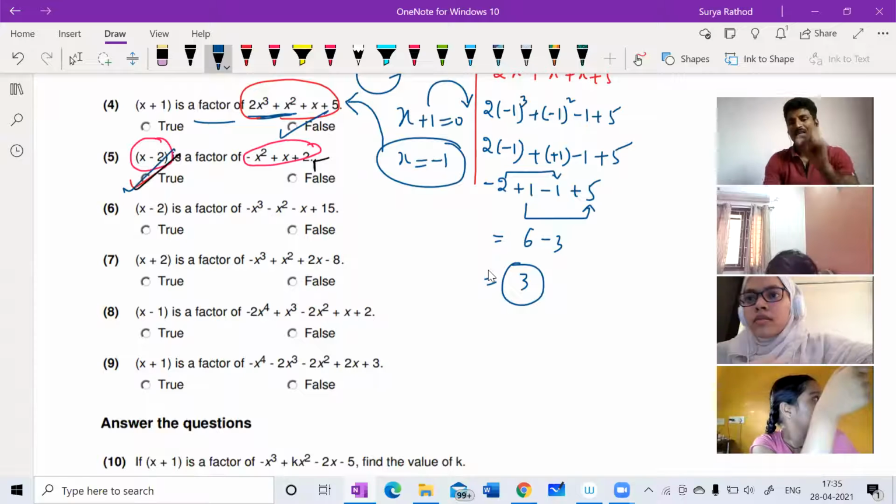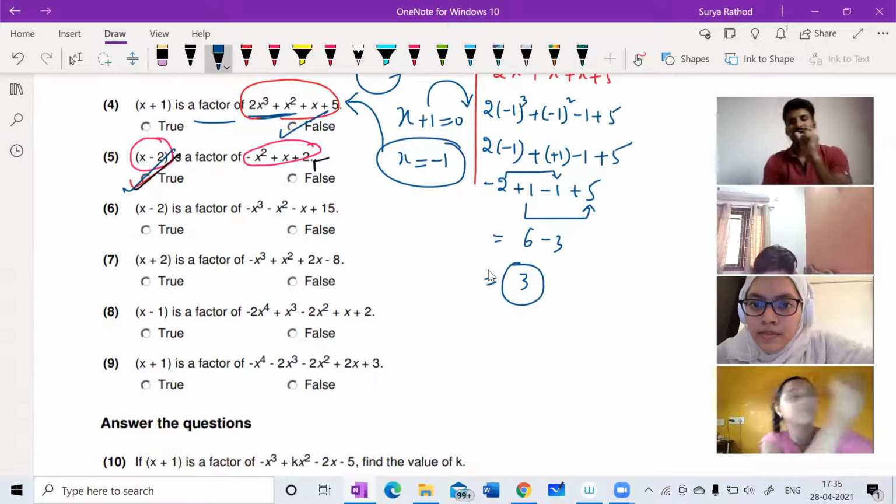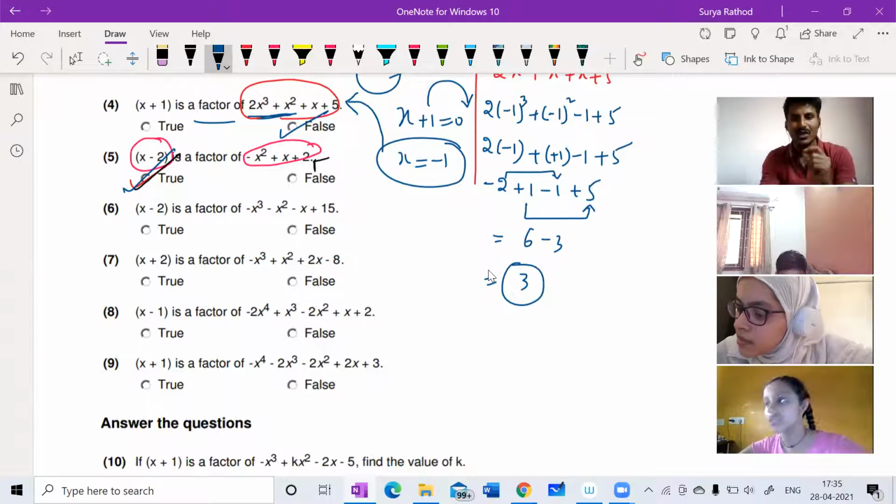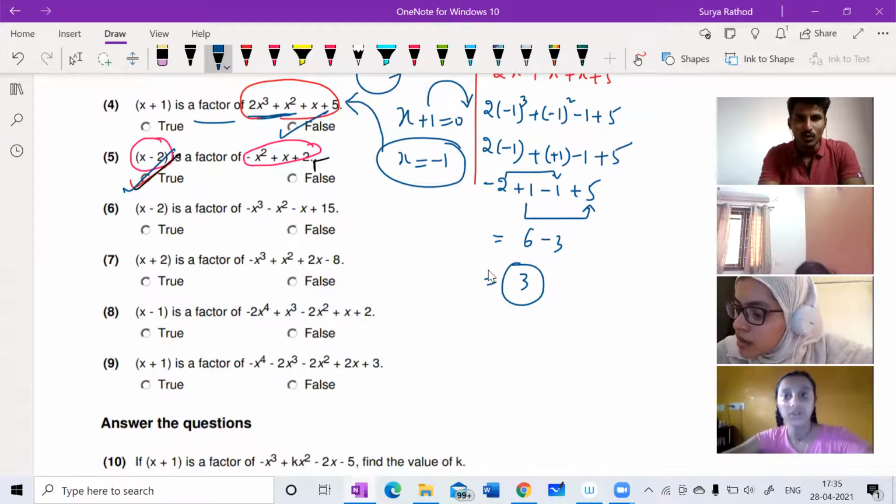When you are posting your answer, please try to post the question number as well, so that I can understand for which question you are giving the answer.